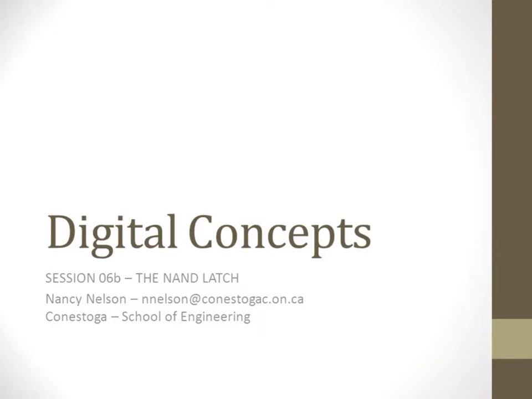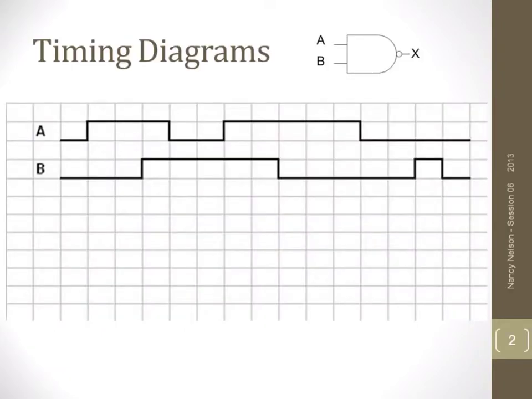In this session, we'll look at how NAND gates can be used to form the most basic memory or storage device. So let's take a look at a timing diagram for a NAND gate. We can see here the symbol for the NAND gate, and we know that X, our output, is going to be low when both the inputs are high at the same time.